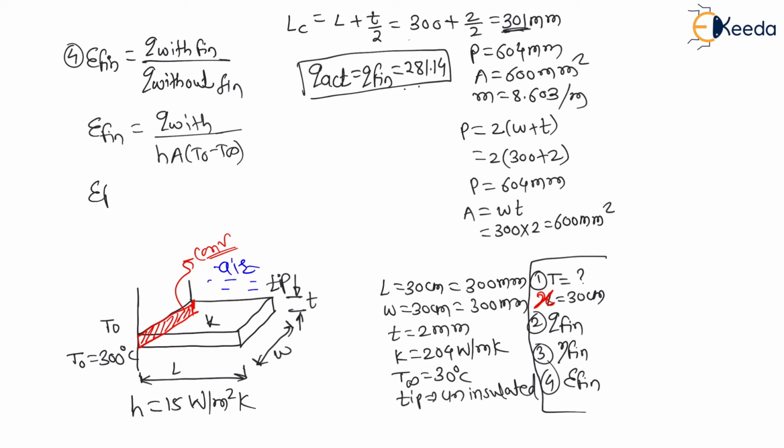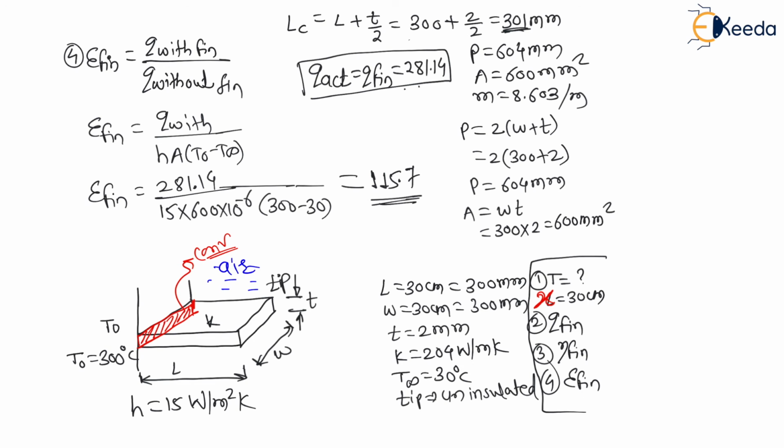Therefore, the effectiveness of fin will be equal to Q with fin, 281.14 watt, divided by h, which is 15, into the area, which is the cross-sectional area of 600 mm square, that is 600 into 10 to the power minus 6, into the temperature difference T naught minus T infinity, 300 minus 30. So let us find this effectiveness. Then you will get the effectiveness as 115.7. This will be the fin effectiveness, which is a very good value.